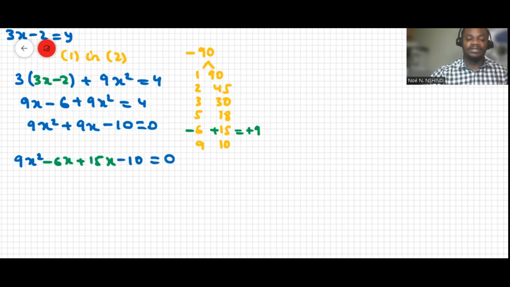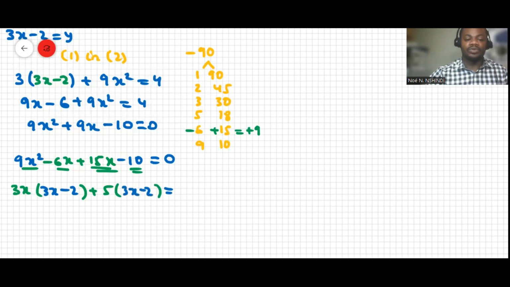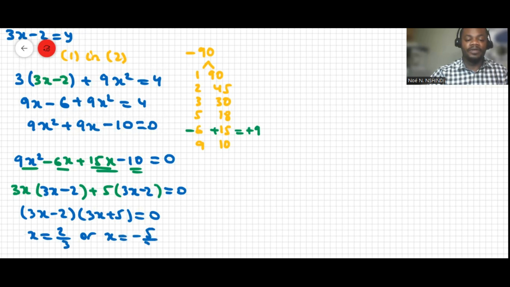Now we can factorize. We can take 3x as a common factor, and there also, we can take 5 as a common factor. And then this makes 3x minus 2, and that makes 3x minus 2 also equals 0. Now we can write it as 3x minus 2 times 3x plus 5 equals 0, which means x is equal to 2 over 3, or x equal to negative 5 over 3. So we got the values of x.